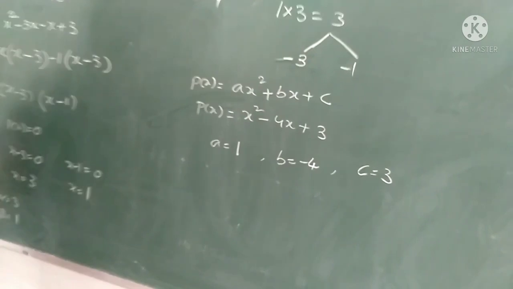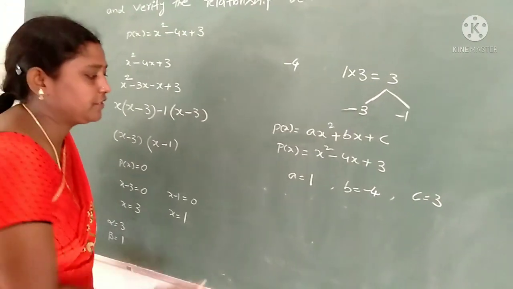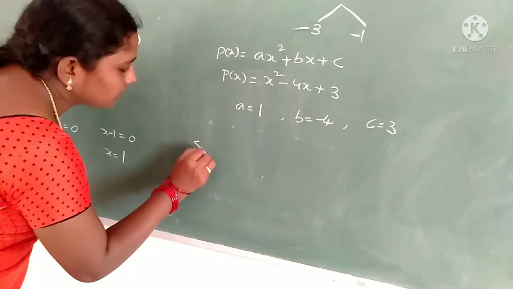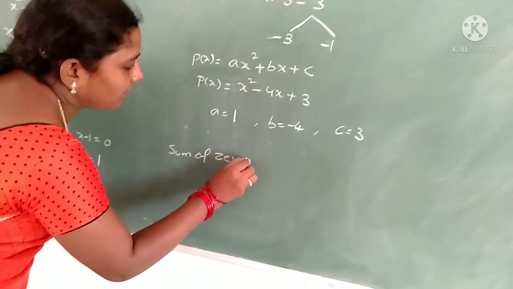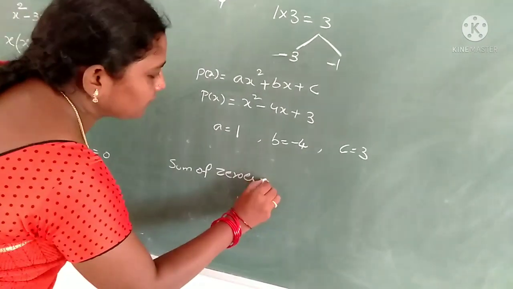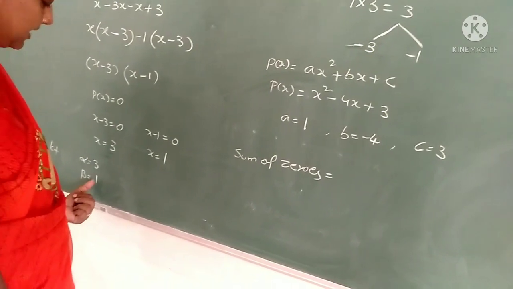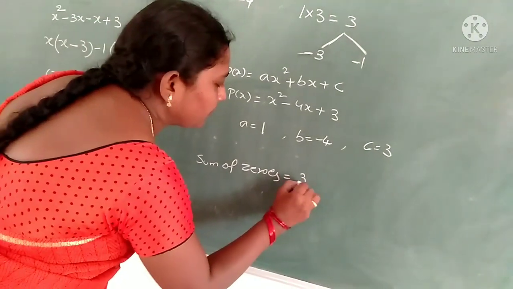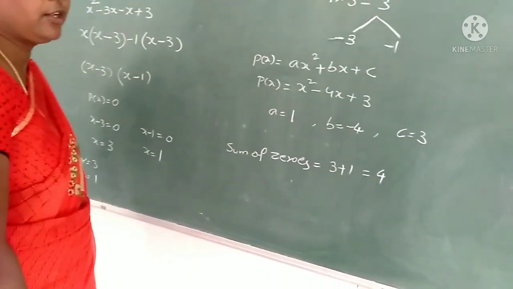Next, first we find the sum of zeros. Sum of zeros means adding two zeros. First one 3 and second one 1. So 3 plus 1, value 4.